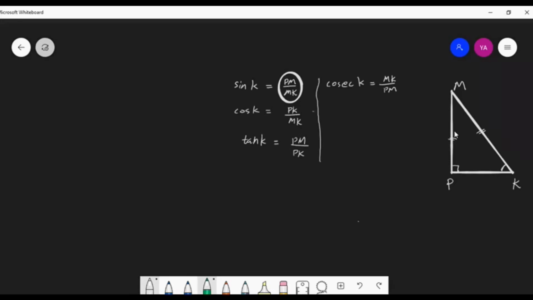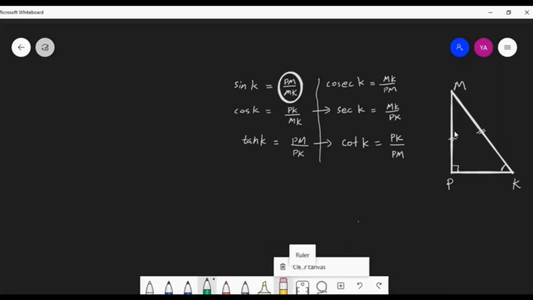Okay, then what was the reciprocal of cos K? Secant. Yes, secant, in short we can write sec K. Sec K, how will it come? MK by PK, good. So hypotenuse divided by adjacent side. Then what was the reciprocal of tan K? Cotangent. Cotangent of angle K, in short, cot K is equal to PK by PM. So that is adjacent side by opposite side.